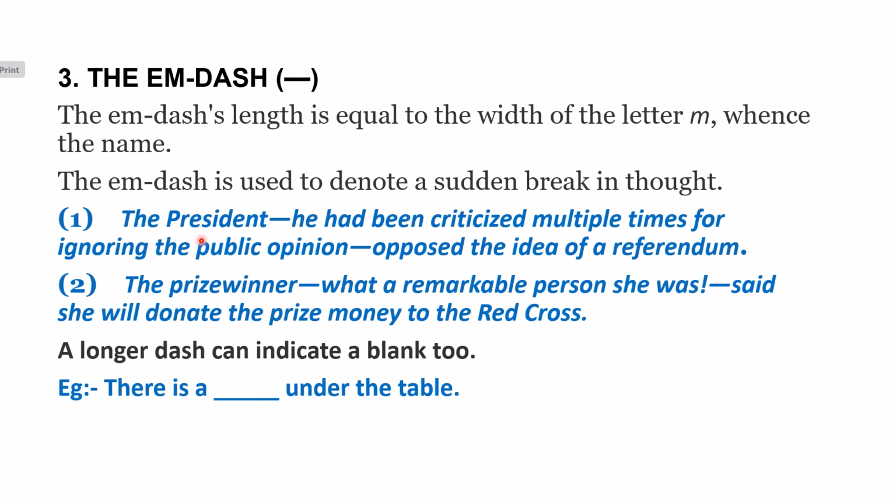For example, the president, he had been criticized multiple times for ignoring the public opinion, opposed the idea of a referendum. So these are the ideas which have broken in between, and then M dash is indicating that. Second example, the prize winner, what a remarkable person she was, said she will donate the prize money to the Red Cross. So all these ideas are broken thoughts actually, and they are indicated with this M dash.